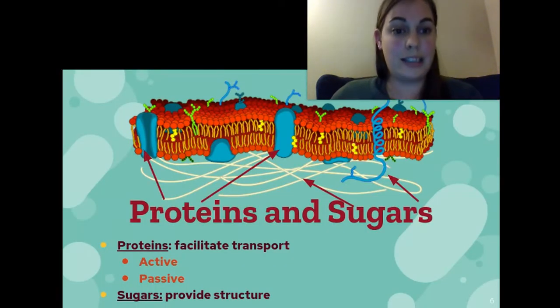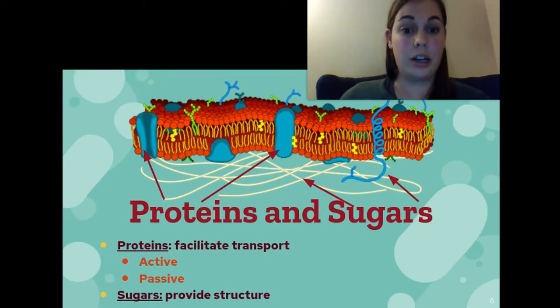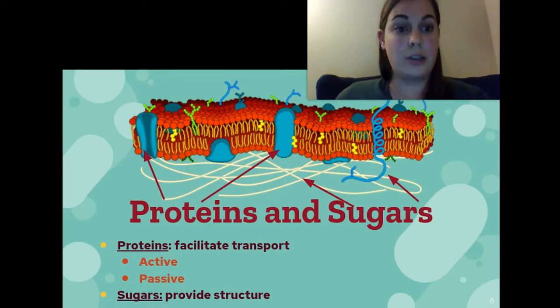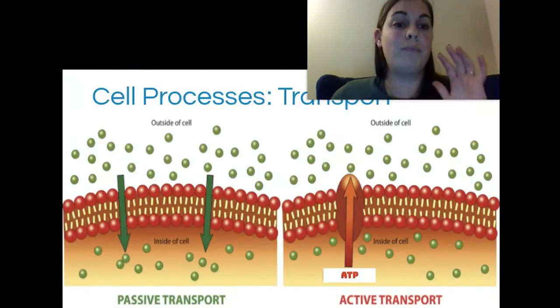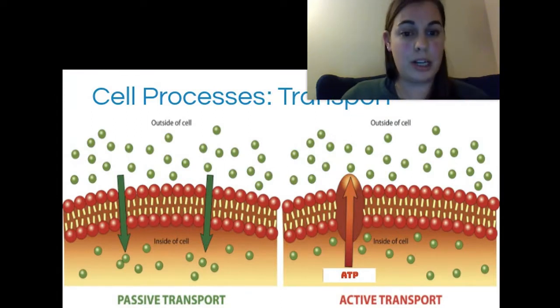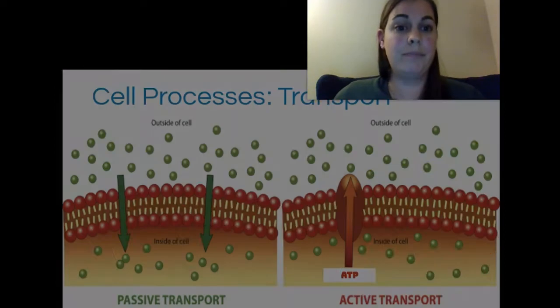Now, inside the cell membrane, we have our proteins and our sugars. Proteins facilitate the transport of things coming in and out. Sugars provide the structure. And we have 2 types of transport. We have active and we have passive, right? So that's what we're going to dive into next, these 2 types of transport, passive and active.